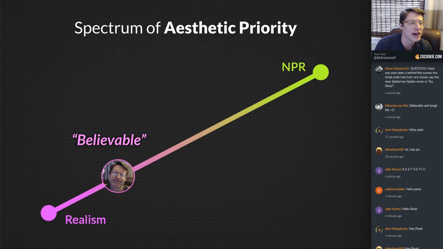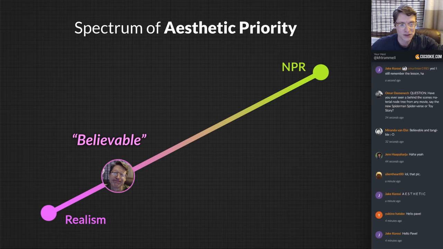Question, have you ever seen a behind-the-scenes material node tree from a movie, say the new Spider-Man, Spider-Verse, or Toy Story? I've seen plenty of behind-the-scenes, and I can't say that I've ever seen a shader graph or node specifically. Even with a Lord of the Rings, which really set the new standard for shining light on behind-the-scenes and including a lot of visual effects work, the only stuff I remember seeing was viewport snapshots, like a quick shot of a rigger rotating the arm of a golem, the troll is what I remember in my head, seeing that rig. So I've never really seen a shader node necessarily.